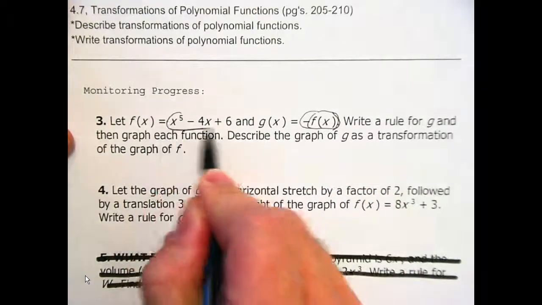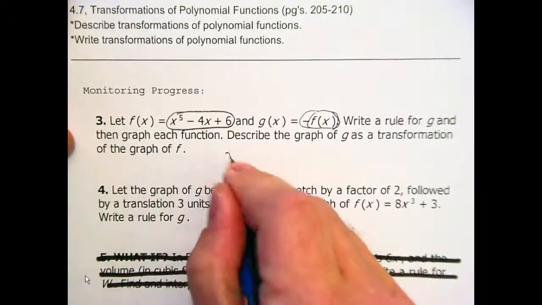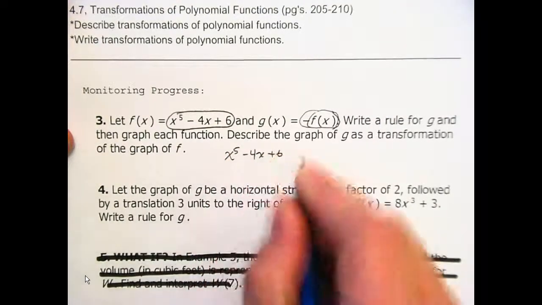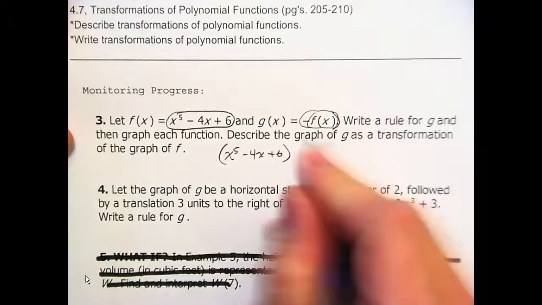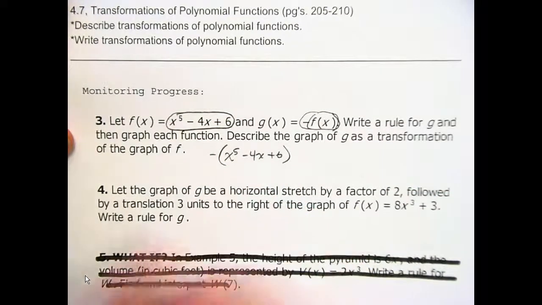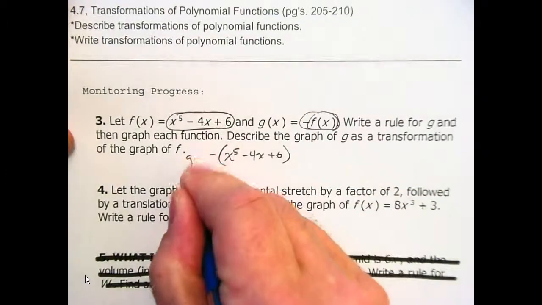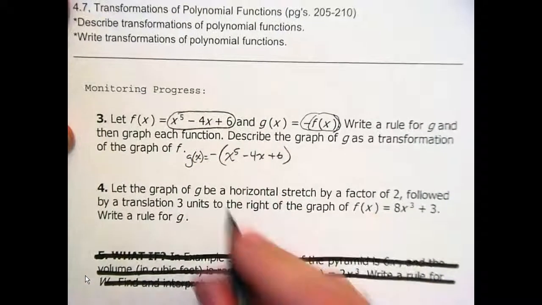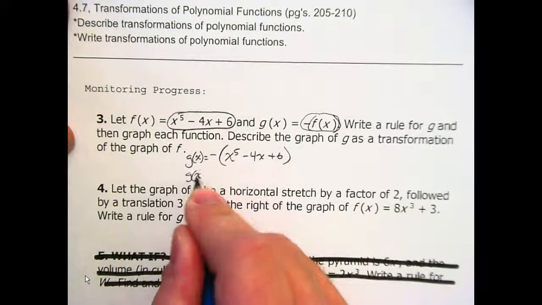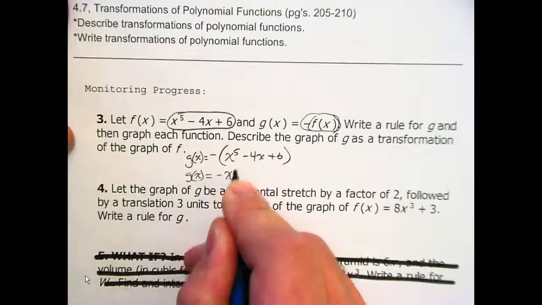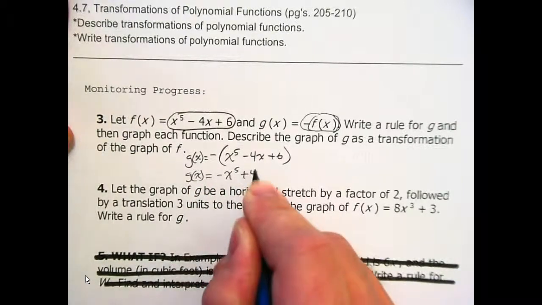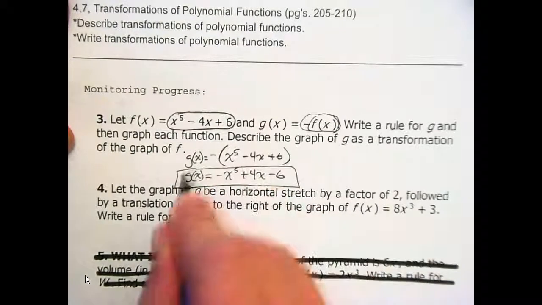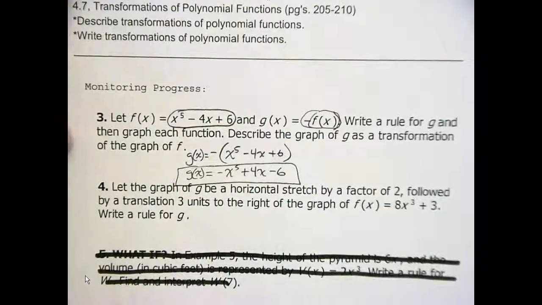So if f of x is this, and I am taking the opposite of that, that's what g of x equals. Okay, so really I should distribute that in. So g of x equals -x to the 5th plus 4x minus 6. That's what g of x is.